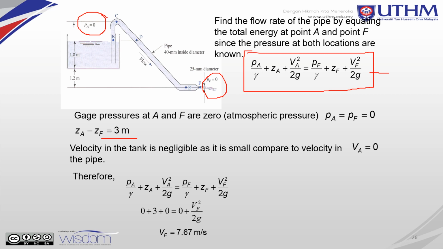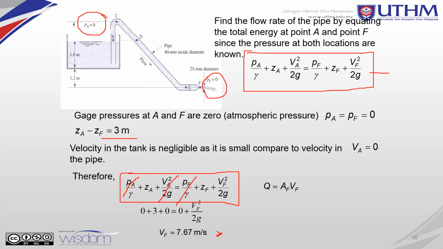So using this Bernoulli equation, you just insert all the values that you found. PA is atmospheric pressure, so it is 0, VA is 0, and PF is also 0. So ZA minus ZF is 3 meters. So this 0 plus 3 plus 0 is equal to 0 plus VF squared over 2g. So you get the velocity at F, this value.